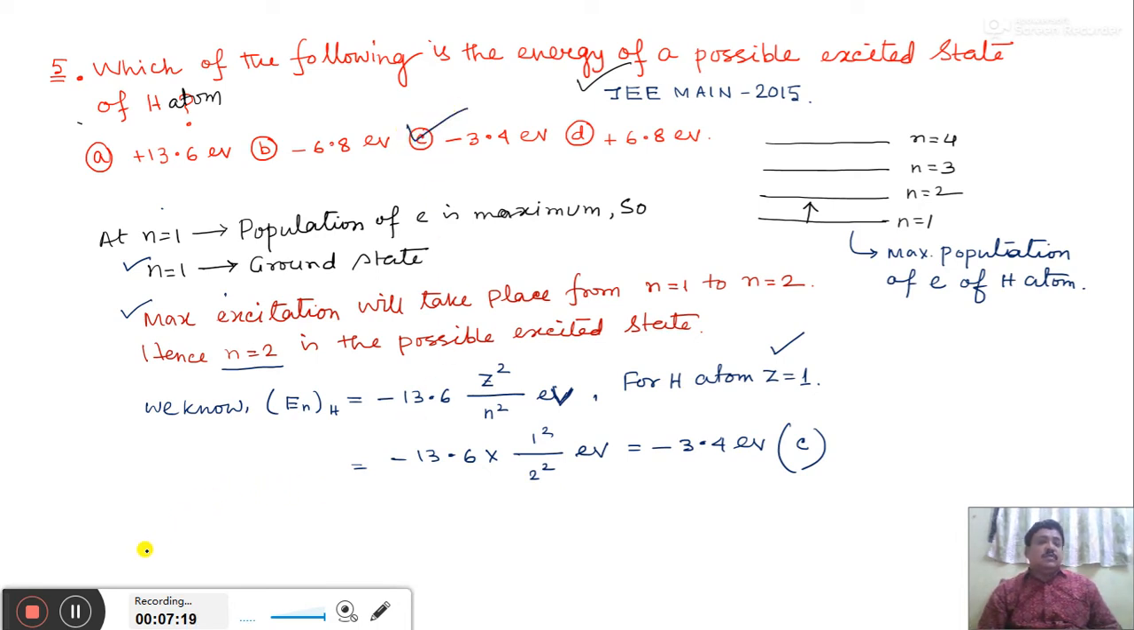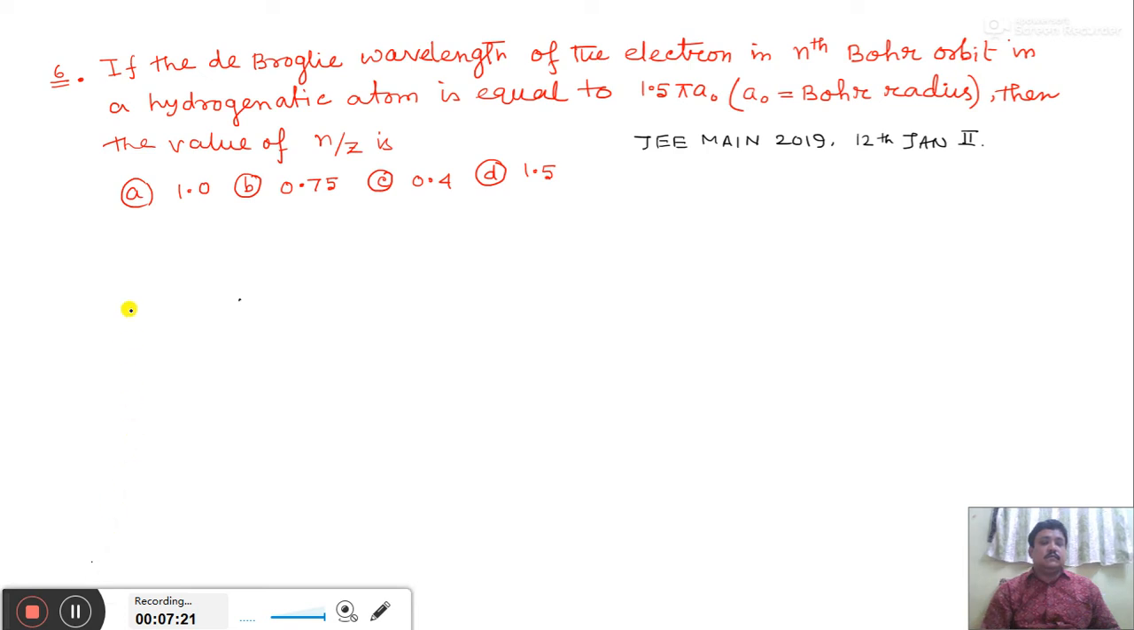Now the next MCQ is: if the de Broglie wavelength of an electron in the nth Bohr orbit in a hydrogenic atom is equal to 1.5 A0, then the value of n by Z is: 1, 0.75, 0.4 and 1.5. This question came in the JEE Main 2019 exam.